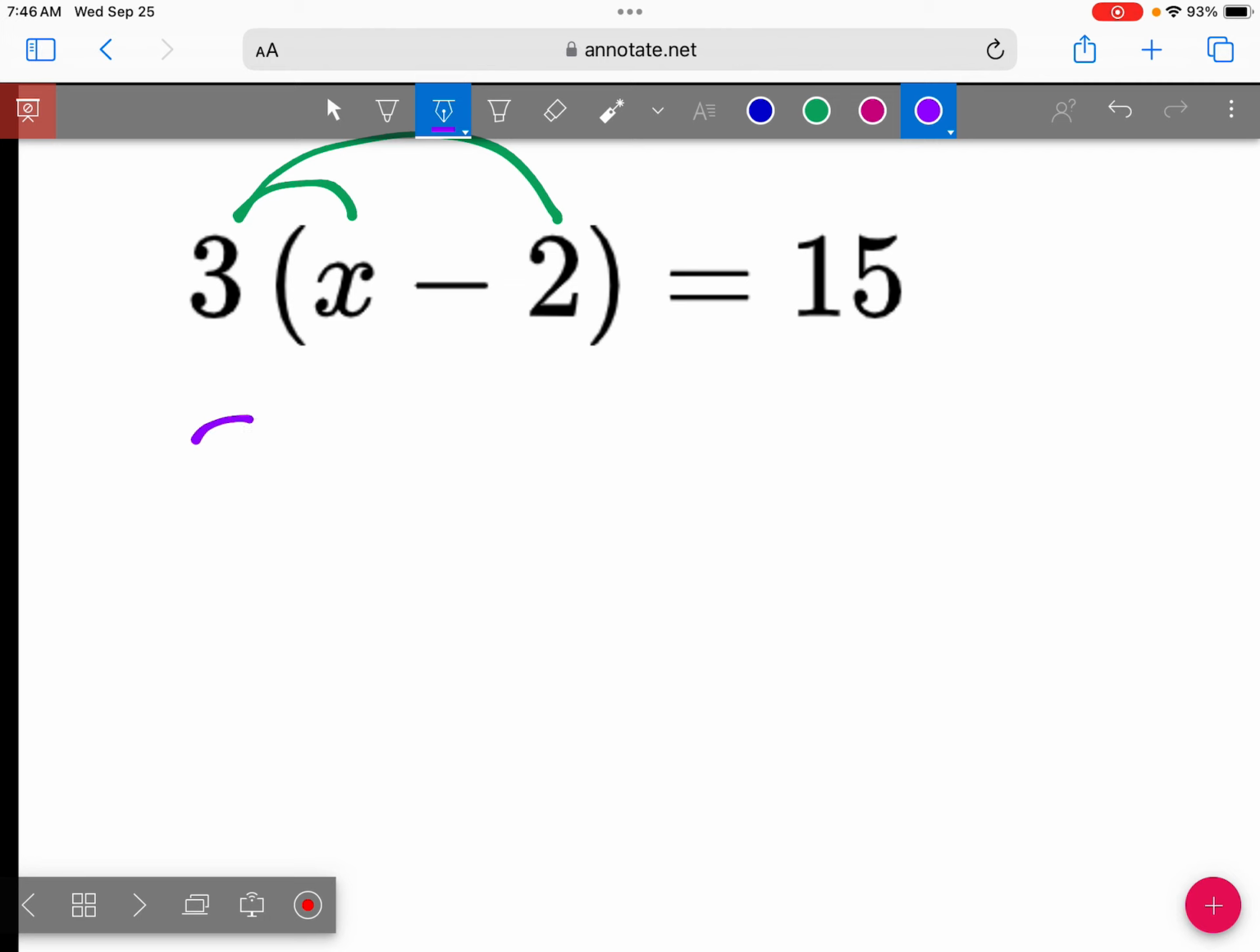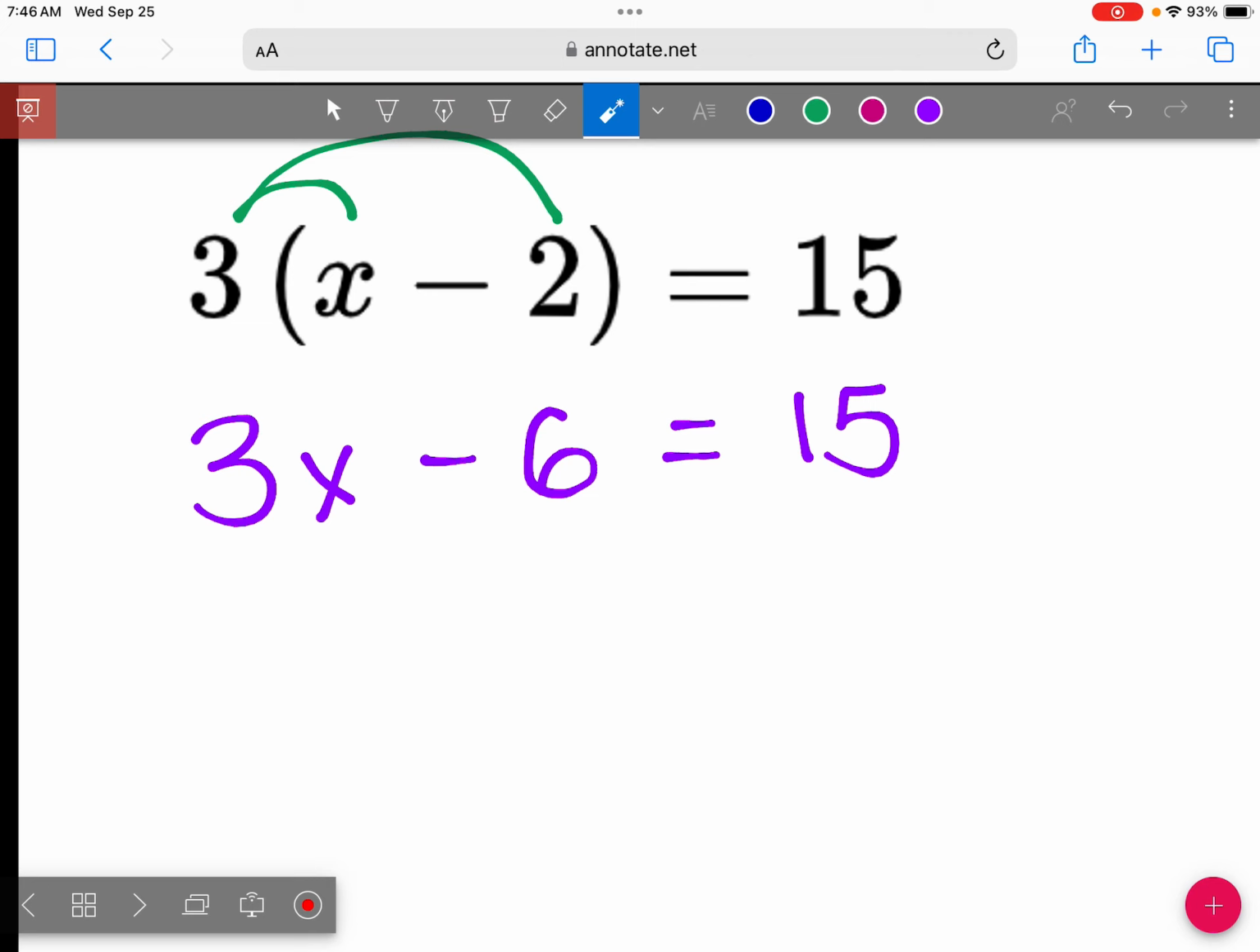But if we distribute, that gets rid of our parentheses. So we're going to have 3 times x, which is just 3x, minus 3 times 2, which is 6. So all we did was simplify the left-hand side. We did not start any solving steps here. That was a simplifying step. So if I'm trying to figure out what x is going to be, what should I do next?